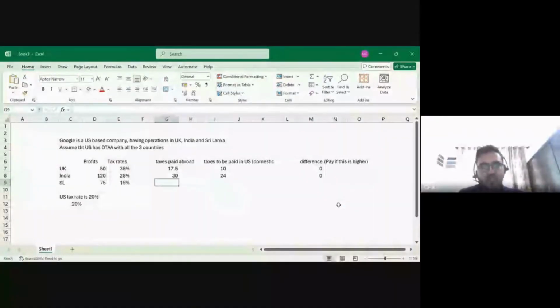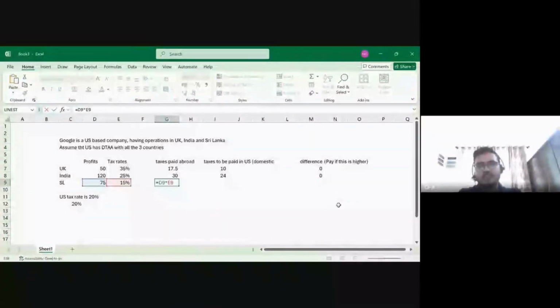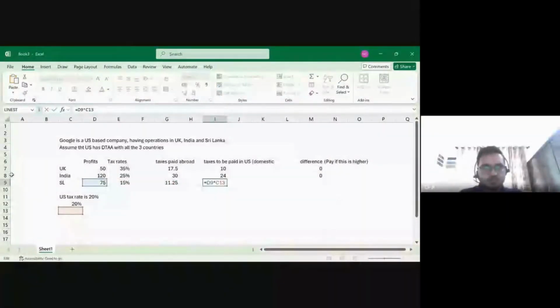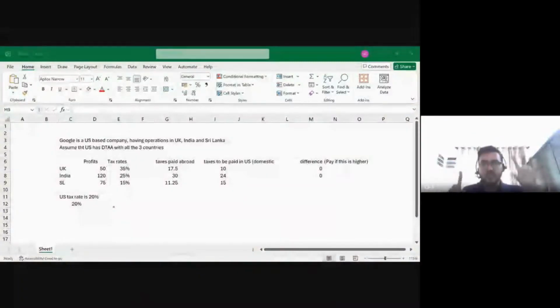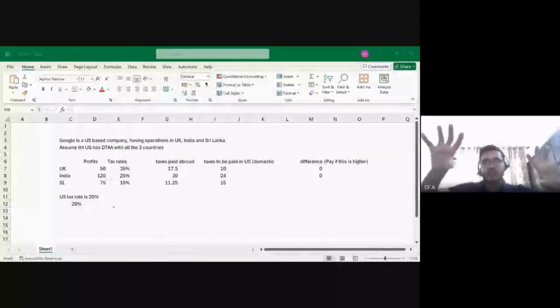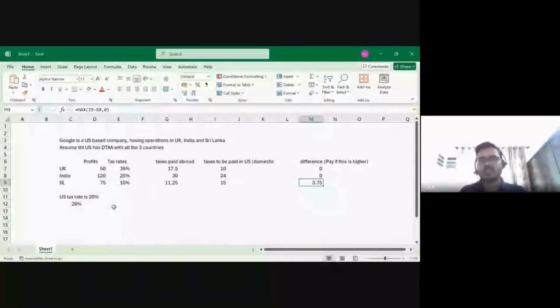And assuming the same calculation once again, if I do this in Sri Lanka, they have already paid 15% taxes in Sri Lanka. Had they not been in Sri Lanka, had they been in the US, they would have had to pay 15. So now the calculation becomes a little tricky. So they'll say, okay, you have paid 11.25 in Sri Lanka. Had you been in US, you would have had to pay 15. Because you have paid lower, pay me the delta. So that is how it will be structured, and they will be required to pay 3.75 in this situation. So maximum of this or 0 is what is paid.